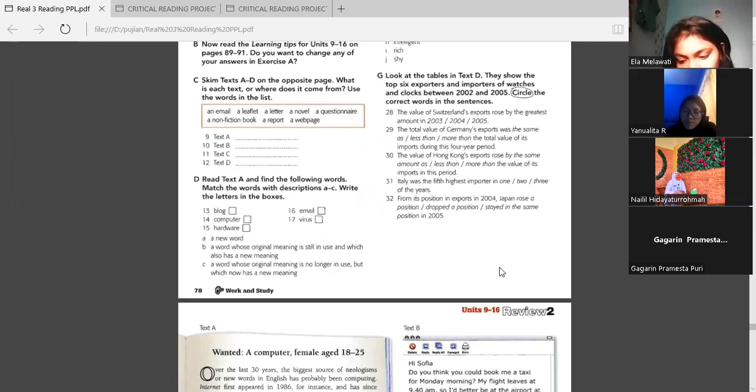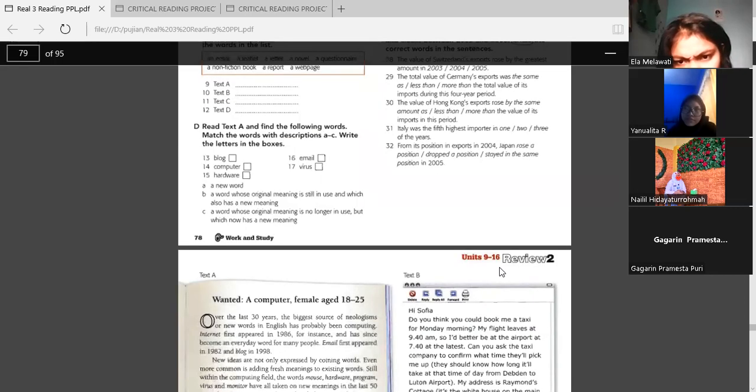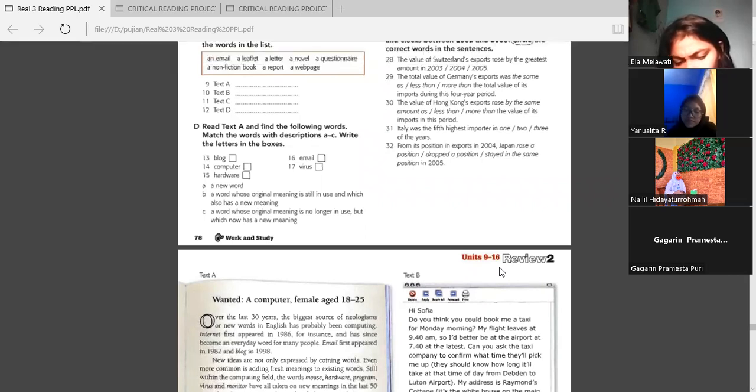All right, so number 30, the value of Hong Kong's exports rose by the same amount as or less than or more than the value of its imports in this period. So the answer is more than. More than, good. Okay, go on. Number 31, Italy was the fifth highest importer in one or two or three of the years. So the answer is two. Good. Yes. All right.